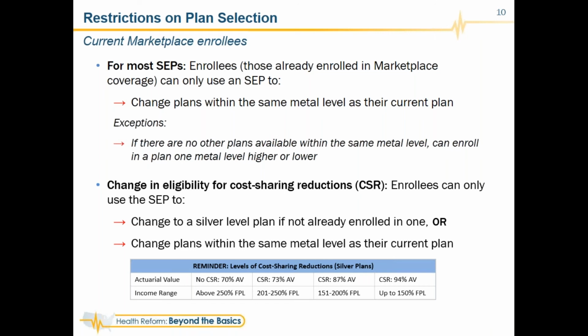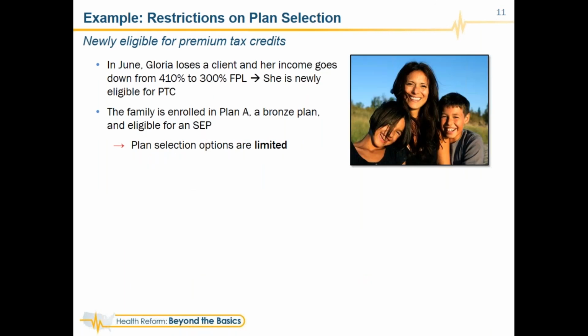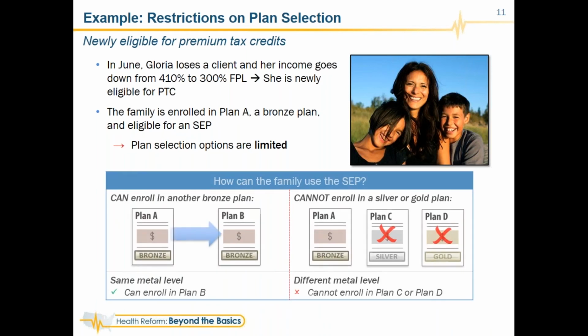So let's look at an example of how this would work. Gloria is self-employed and enrolled in a bronze plan with her family during open enrollment. In June, she loses a client and her income drops from over 400% of the poverty line to 300% of the poverty line, making her newly eligible for premium tax credits and eligible for an SEP. Now, because she is already enrolled in a marketplace plan, her plan selection options are limited. She can enroll in another bronze plan, but she cannot enroll in a different metal level. This means that if she wanted to enroll in a silver or gold plan with more generous coverage, she wouldn't be allowed to do so at this time.